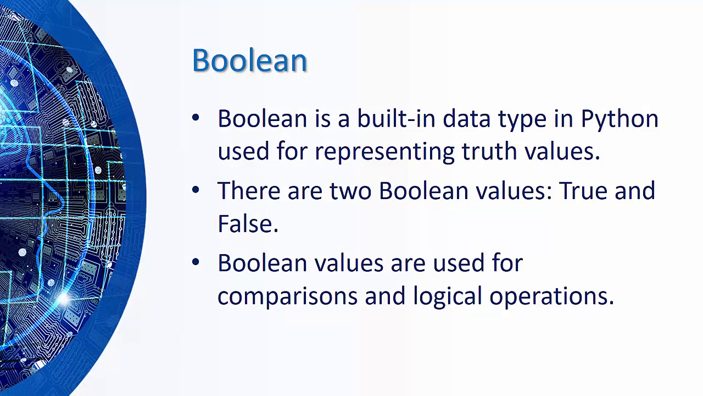Boolean. Boolean is a built-in data type in Python used for representing truth values. There are 2 Boolean values, True and False. Boolean values are used for comparisons and logical operations.